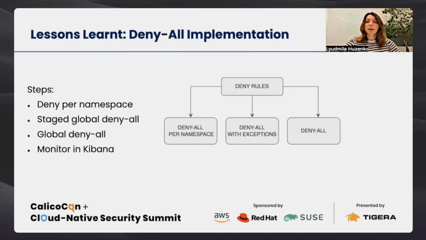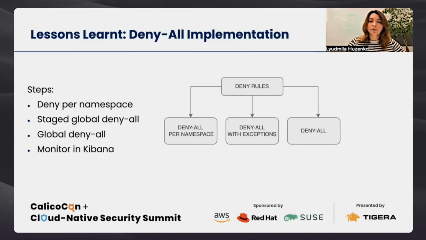Finally, I want to share our experience regarding introducing deny all policies. First of all, this is the final stage of configuring your network security. With Calico Cloud, you are able to create a staged deny all policy and then monitor all the traffic that is coming through this policy, if you don't want to block this traffic in future.